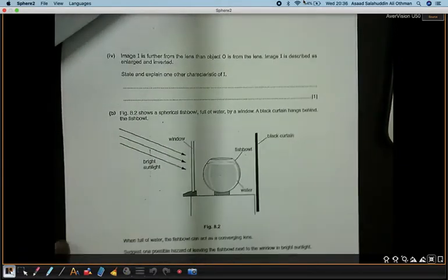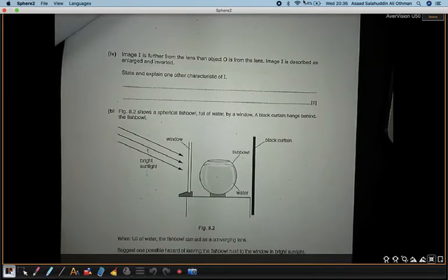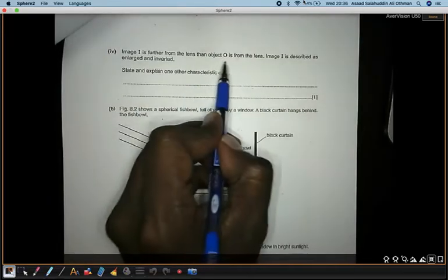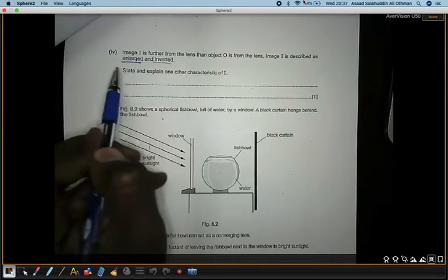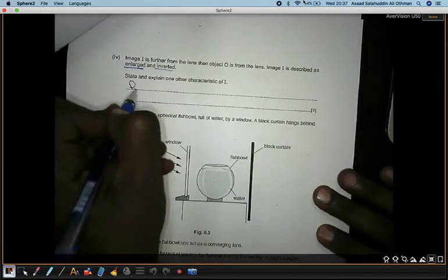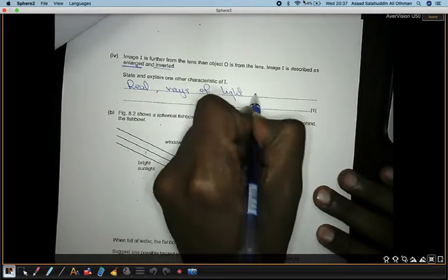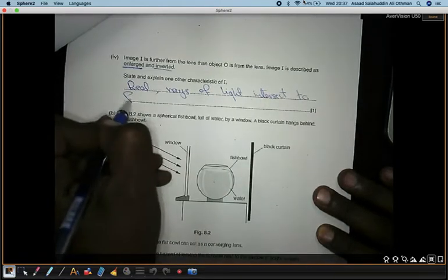Moving on, turning the light back again. So image I is described as enlarged and inverted. State and explain one other characteristic. So my statement would be it's real. Why? Rays of light intersect to form the image.